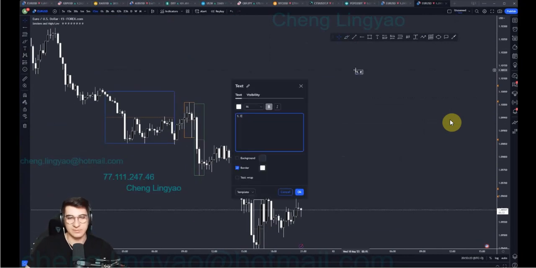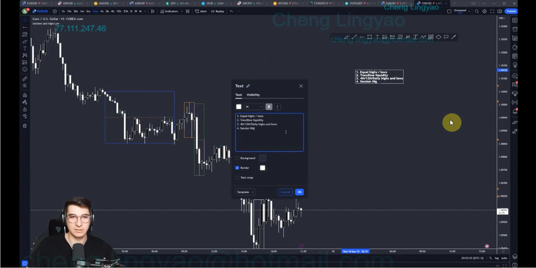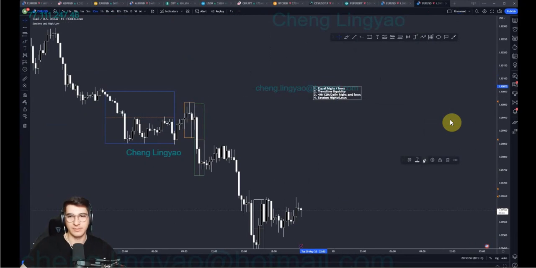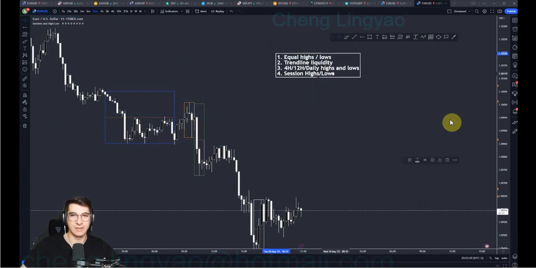First liquidity that we have is where there's equal highs or lows. Second liquidity is when we have a trend line liquidity. Third one is liquidity above daily highs and lows, which we're going to use on the 4-hour, 12-hour and daily highs and lows. And fourth one is session highs and lows. The main one that we're going to have is actually the equal highs and lows.